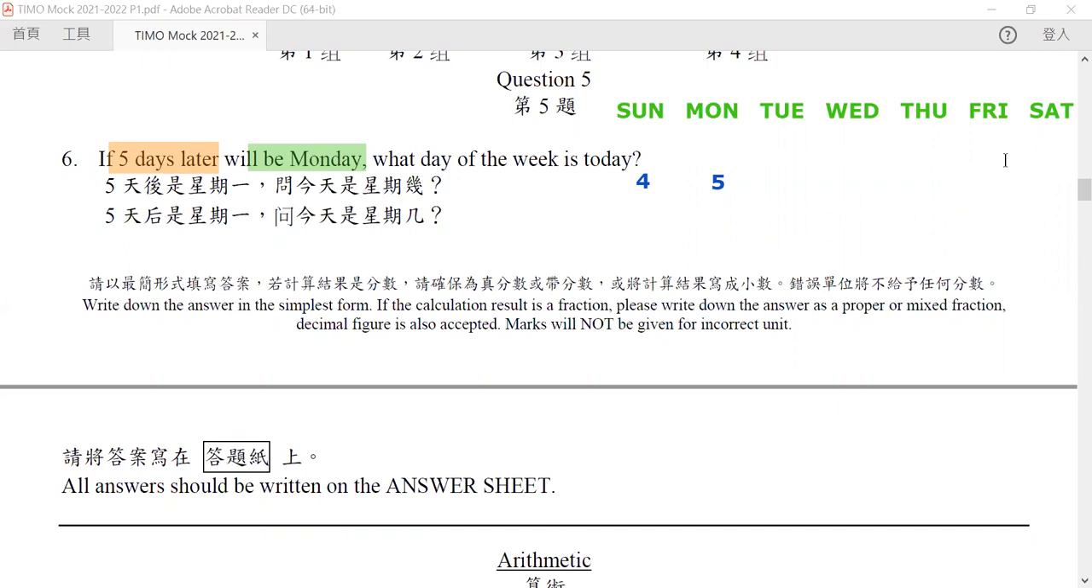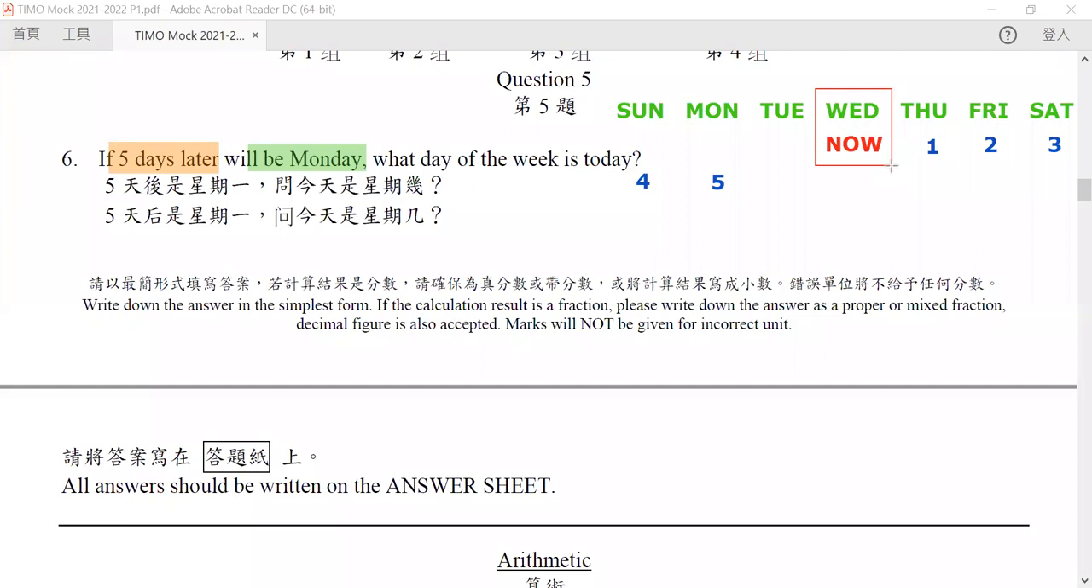Yes, so 2 days later it will be Friday. And hence 1 day later it will be Thursday. And hence we know what the day is now. The day now would be Wednesday, right? So by simply counting the numbers, we already know the answer. So the answer for this question will be Wednesday.